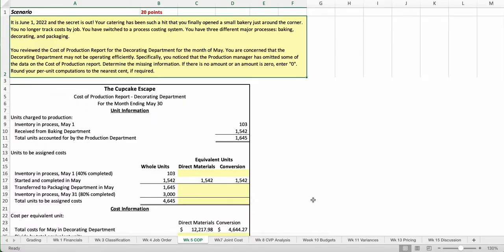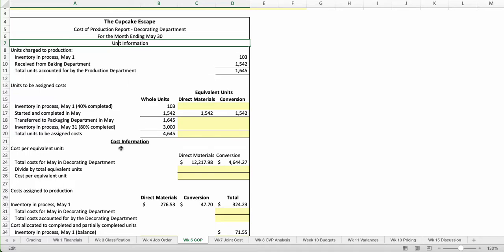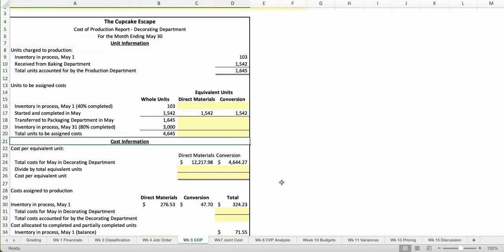I mentioned a few moments ago that there are 2 main sections. You have a unit section and a cost section, and you can see that right here. So we have our unit information and we have our cost information. If it were me, I would have my textbook open while I'm completing this cost of production report.